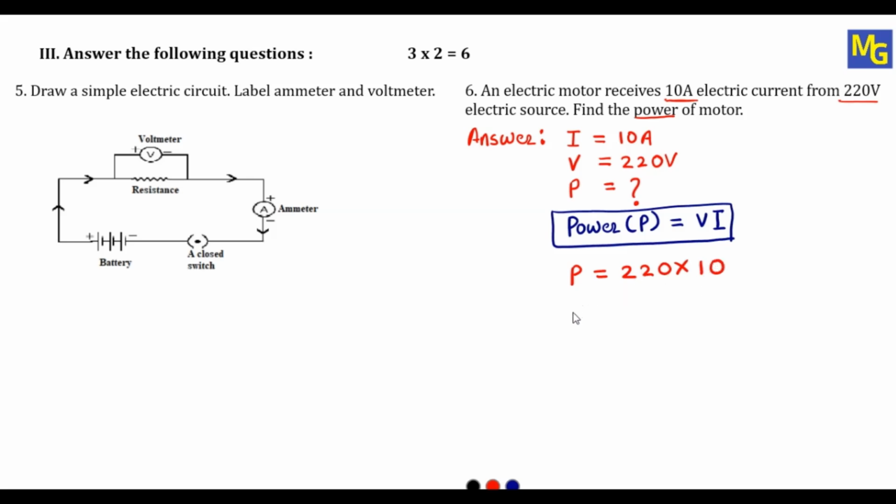So when we multiply this, we will get the answer 2200. And here we have to write the unit of power. So the unit of power is watt, which is denoted by the letter W, capital W. So don't forget to write the unit.